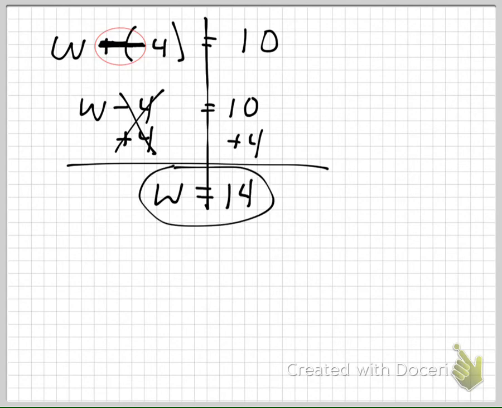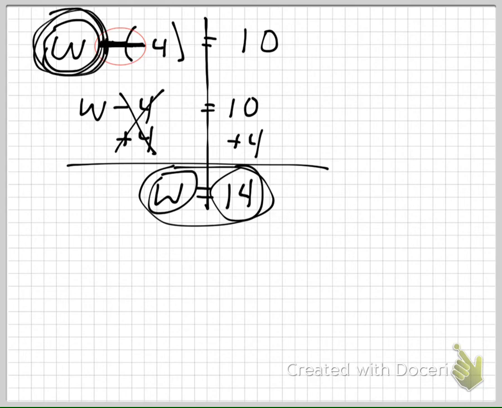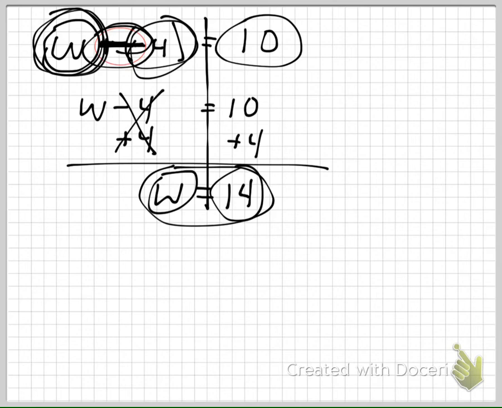14. Now, what can I do just really quick to figure out if I got it right? Go plug it in. If I replace the W with 14, I've said that W equals 14. Is 14 minus 4, 10? Yes. Then we got it right.